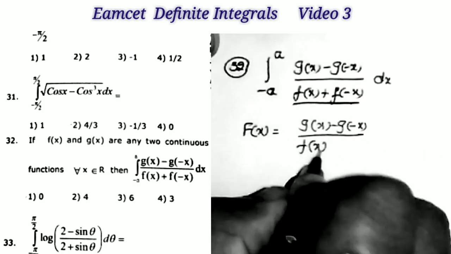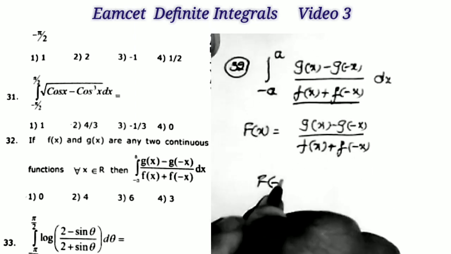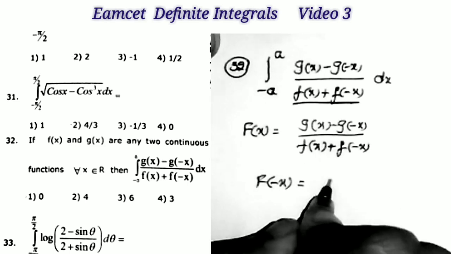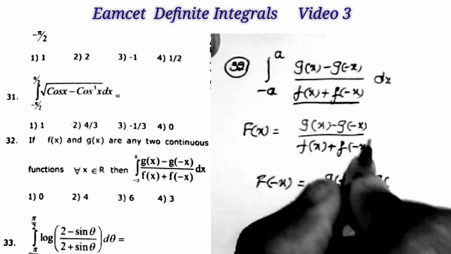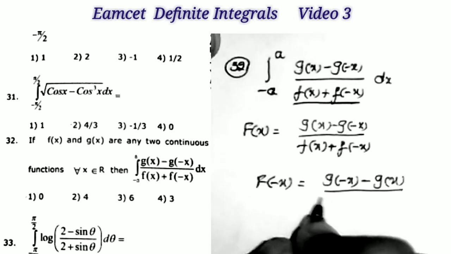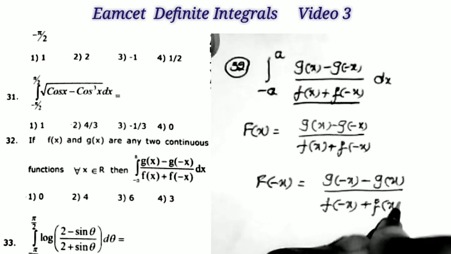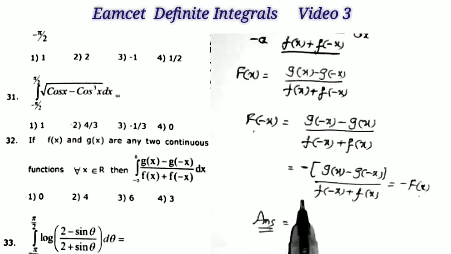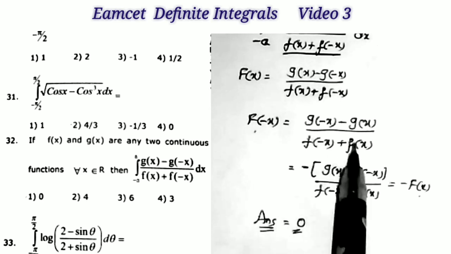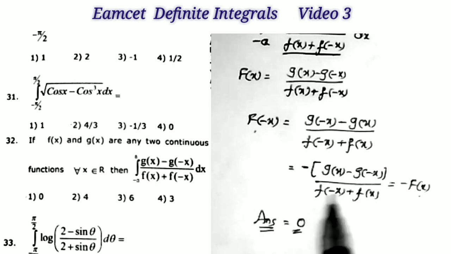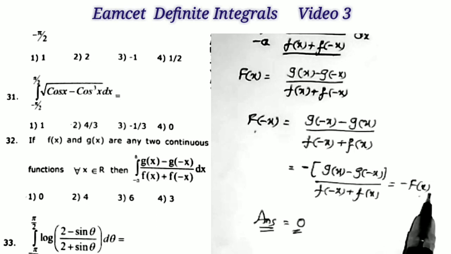Now we have to check whether it is the even function or odd function. That is, substituting x is equal to minus x in this function. That is, g of minus x minus g of x by f of minus x plus f of x. Now taking minus common from the numerator, we get minus of g of x minus g of minus x by f of x plus f of minus x, which is nothing but the given function here. So this value is equal to minus of F of x.